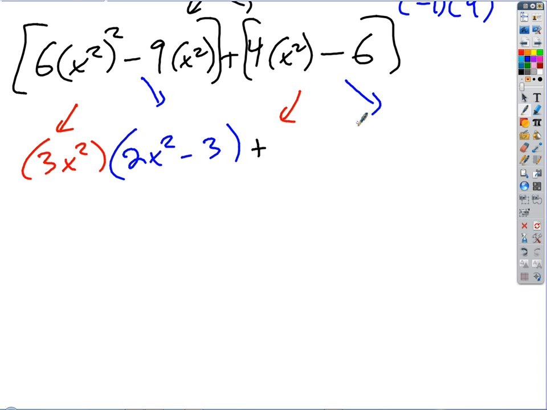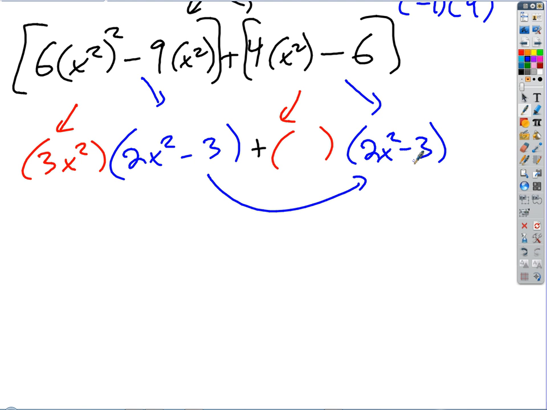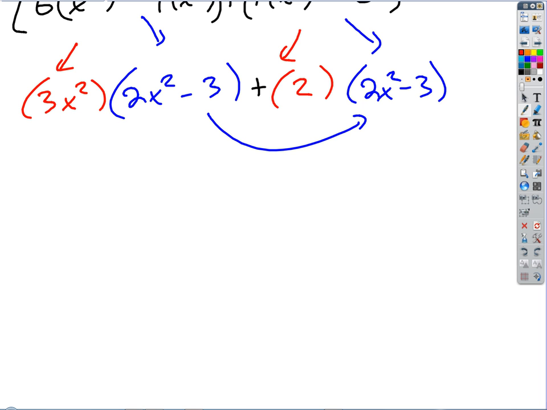Now this time, I know that factoring by grouping has to work because we found magic numbers. So I know that that is definitely going to give us a leftover of 2x squared minus 3. What does my greatest common factor have to be? 2. Okay. So then I can factor out the blue factor, the 2x squared minus 3, and what am I left with? 3x squared plus 2.